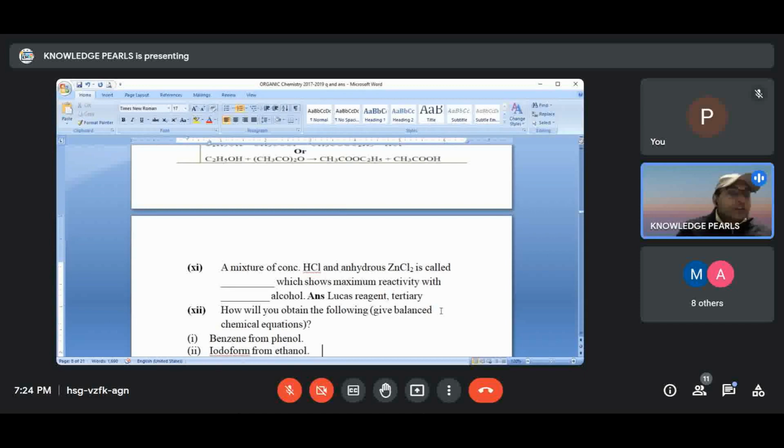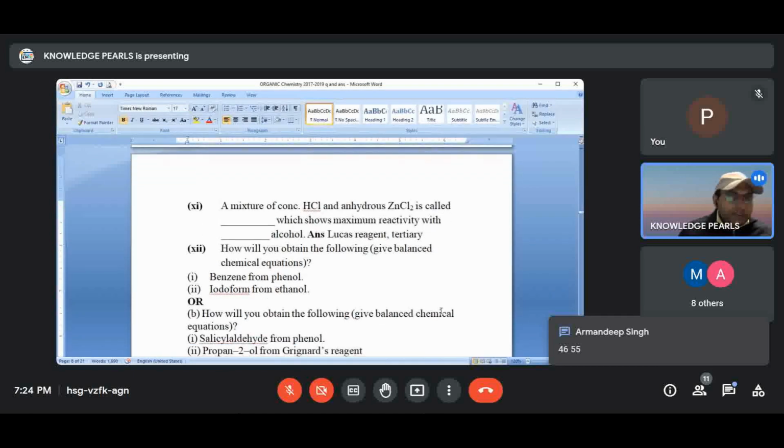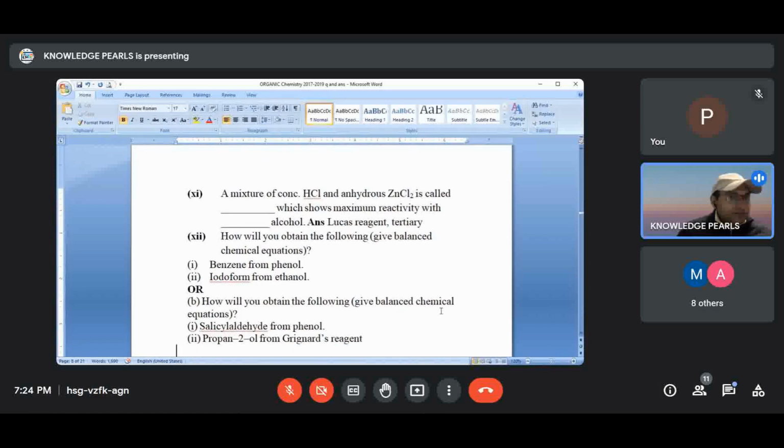Next, how will you obtain the following, balance the equation? Benzene from phenol. I told you, the question of dephenolation had come, it is the same. Next, ethanol to iodoform. Yes, we can do that. It is the iodoform test, just apply it. Ethanol plus iodine and NaOH gives CHI3, NaI, water, plus HCOONa. Give the balanced equation. Salicylic acid from phenol, which reaction? Phenol to salicylic acid, Reimer-Tiemann. Yes, very important.